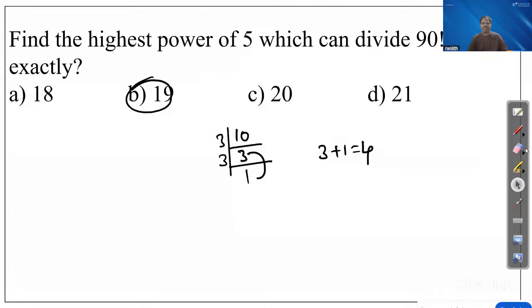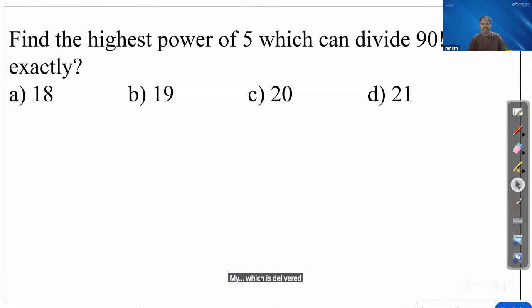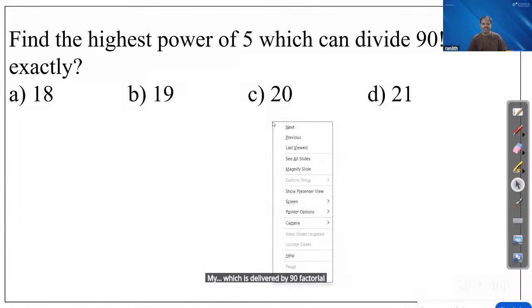Highest power of 5 which divides 90 factorial exactly. So what will be the answer here?